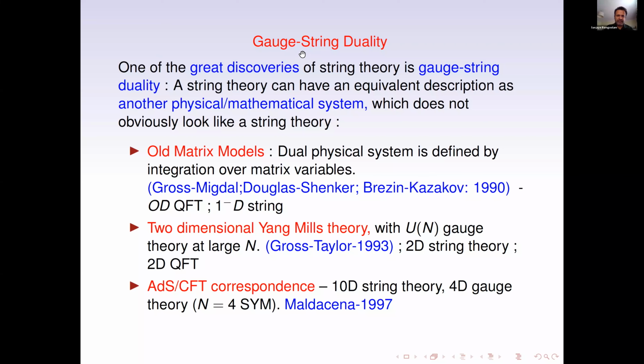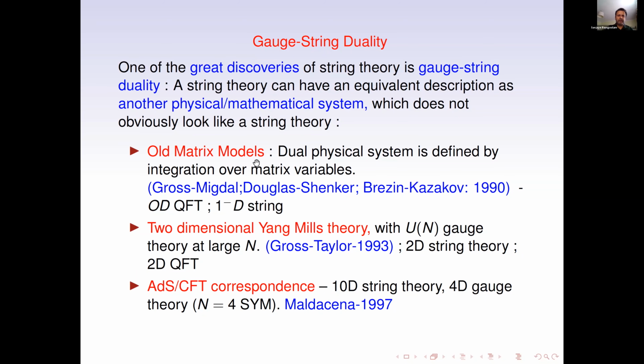So one of the great discoveries of string theory is gauge-string duality, which says that a string theory can sometimes have an equivalent description as another physical or mathematical system, which does not obviously look like a string theory.